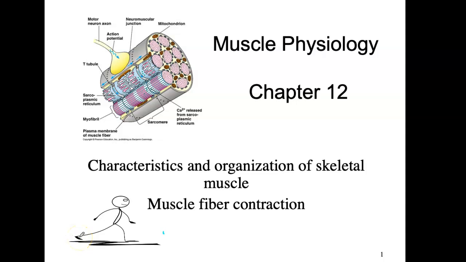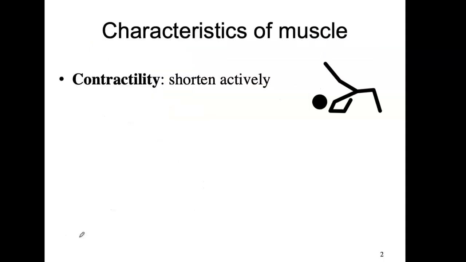Hi, this video is the first part of chapter 12 on muscle physiology. So we're going to be looking at characteristics and organization of skeletal muscle mostly. We're going to leave the other, cardiac and smooth muscle, for just a very small, short discussion. And we're going to see how muscle fiber contracts when we're talking about skeletal muscle.